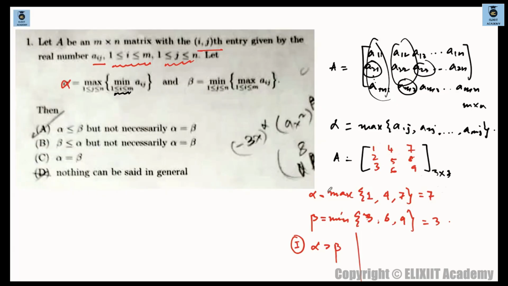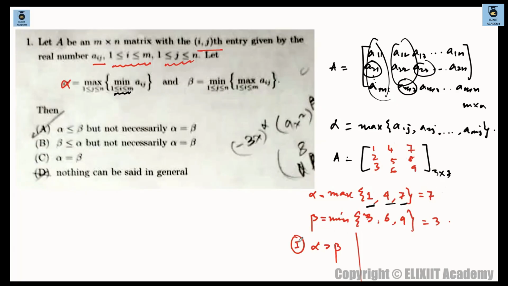So now what is alpha? Alpha will be the max of the minimum of the columns. You select the columns and then select the minimum value from each of them. For the first column, what is the minimum value? 1. From the second column, what is the minimum value? 4. From the third column, the minimum value is 7.